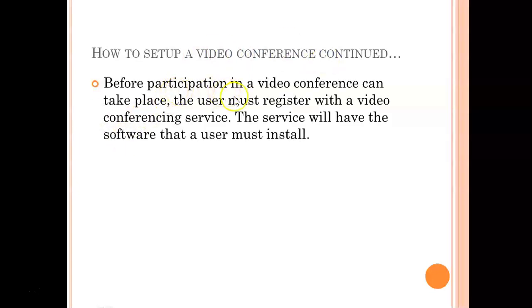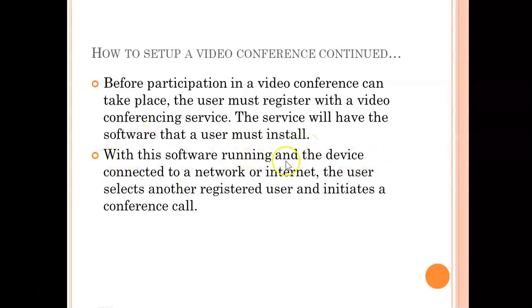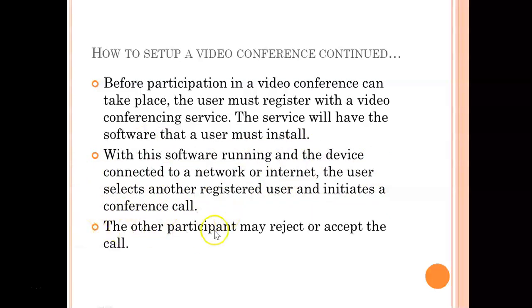Before participation in a video conference can take place, the user must register with a video conferencing service. The service will then have the software that a user must install. With the software running and the device connected to a network or internet, the user selects another registered user and initiates a conference call. The other participant may reject or accept the call.